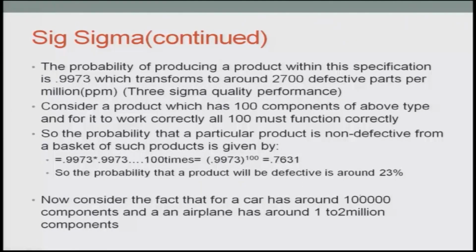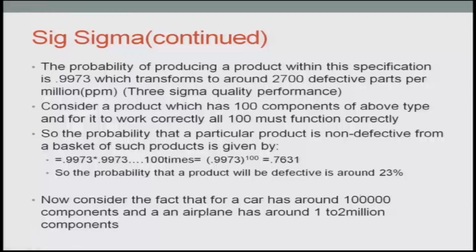I am not considering the decimal basis, I am just saying that if there are such 100 products, with the level of confidence for each being 99.73, the overall probability that the defects will not be there in those 100 products individually would come out to be about 76%, which is 76.31, and hence the probability that there is some defective product would come out to be about 24%. Now consider the fact that for a car which has about 100,000, which is 1 lakh components, or an airline which has about 1 to 2 million components, the corresponding probability would be calculated accordingly.